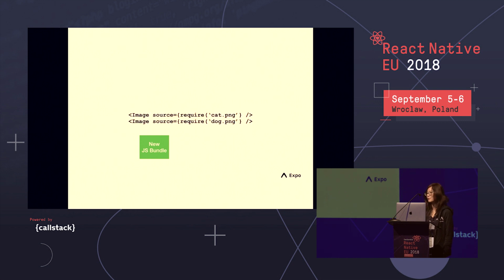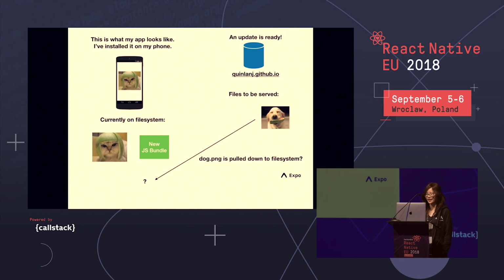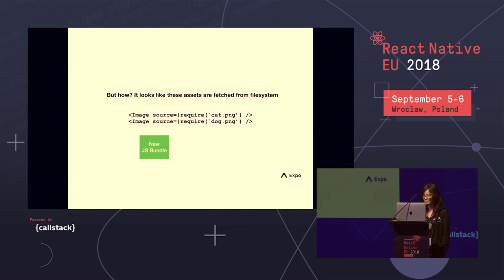All right, so let's take a look at what exactly is in this JavaScript bundle. When I have the app of the cat and the dog, I do an image source require cat.png and an image source require dog.png. And we have to figure out, okay, given this declaration, how do we pull dog.png down to the file system? So we currently don't have dog.png in our file system, but we do have it on our servers. But if we look at this image source require, it looks like these assets are getting fetched from the file system.